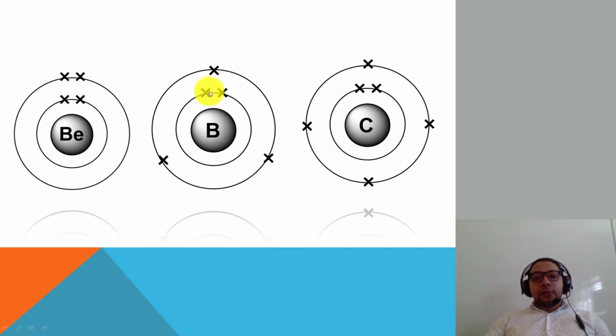Boron has 2 electrons in the first energy level, and the rest of the electrons are arranged in the second energy level. Carbon has 6 electrons, so we place the first 2 in the first energy level, and we put the other 4 around in the second energy level.